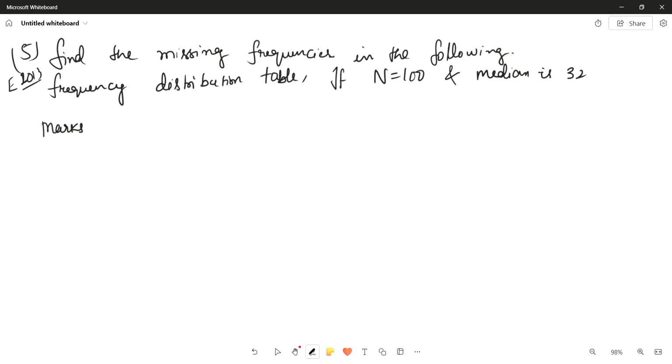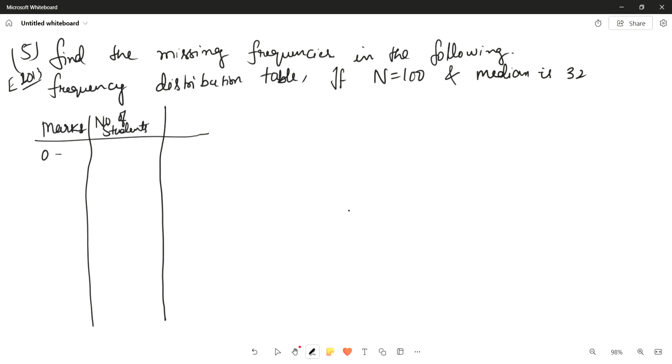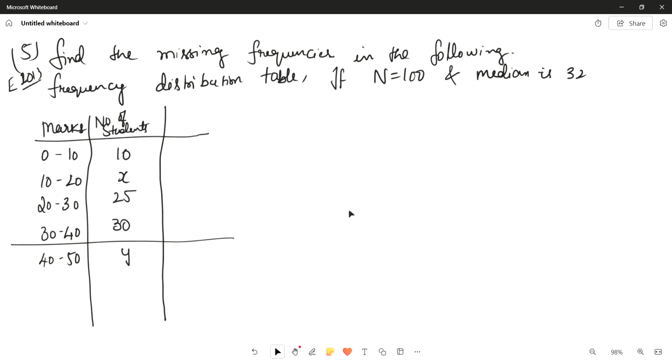So marks and here number of students. Marks 0 to 10, 10 here; 10 to 20, x; 20 to 30, 25; 30 to 40, 30; 40 to 50, y; 50 to 60, it is 10, and total they have given it is 100. So with the median formula you have to substitute and then find.